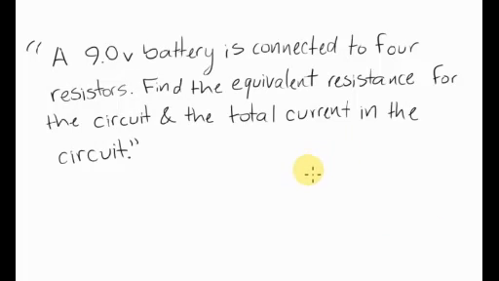Alright, so let's go to our sample problem. A 9-volt battery is connected to 4 resistors. Find the equivalent resistance for the circuit and the total current in the circuit. Okay, that's fairly straightforward. So let's go to our schematic. There we go, it's down on the bottom.